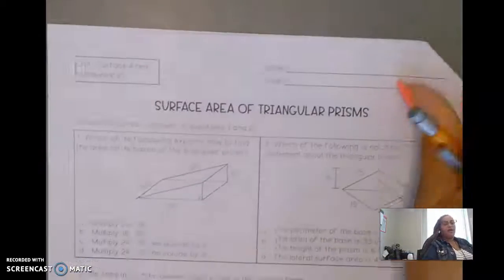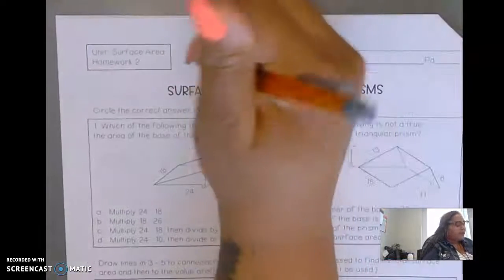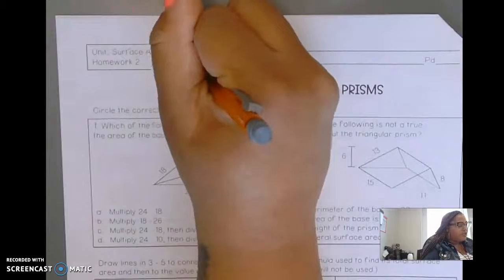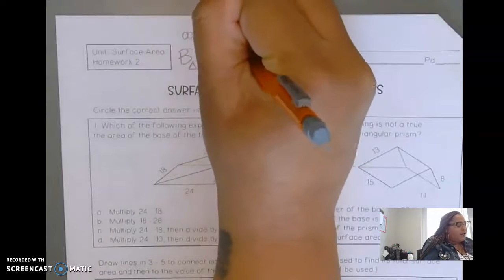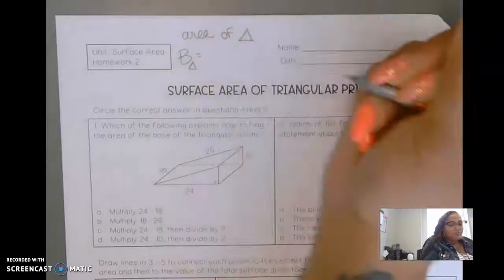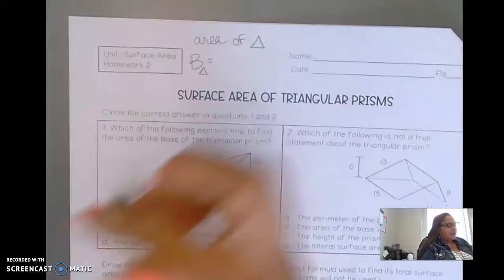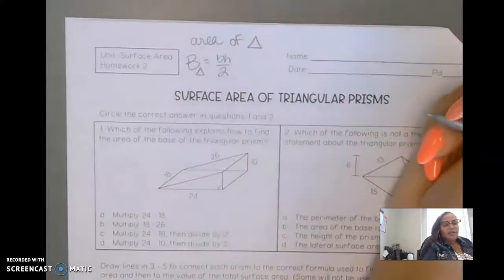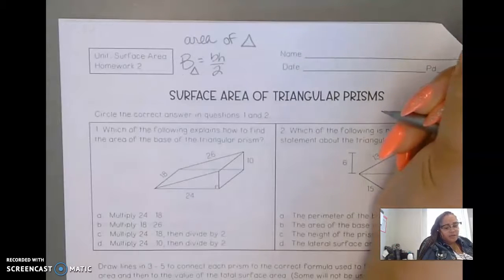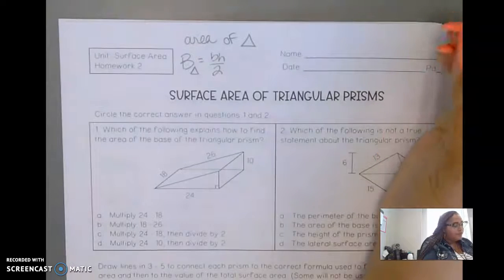All right, next part. Surface area of triangular prisms. So my big B for my triangular prism is going to change here. I must find the area of a triangle. Okay, and that is base times height divided by 2, because a triangle is half of a parallelogram, half of a rectangle, or half of a square.